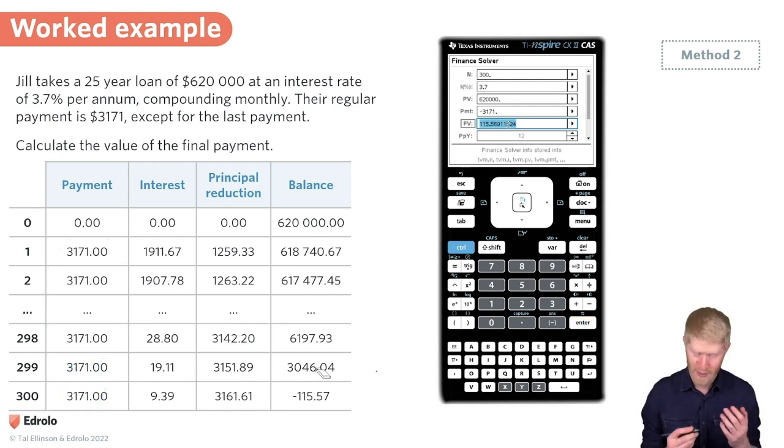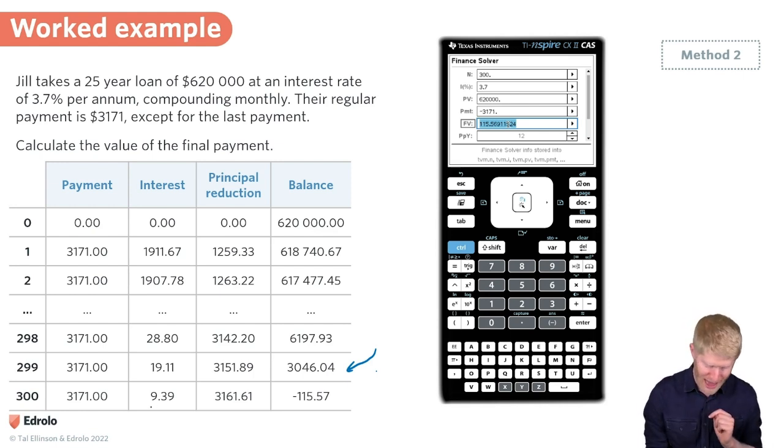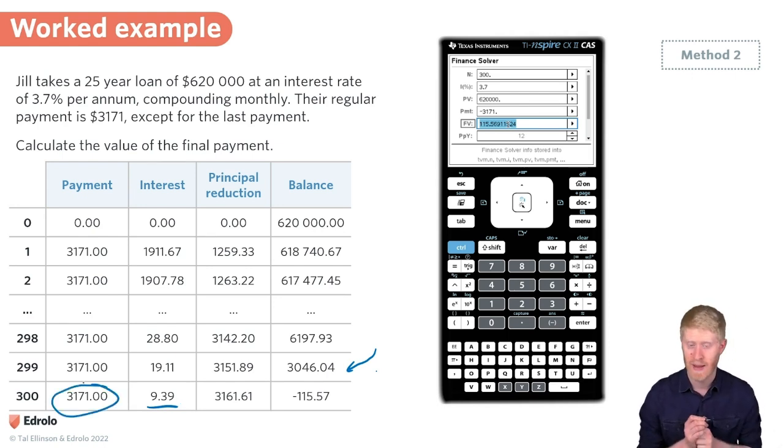Now think about what's happening there. We got back to our second last balance of $3,046. The interest got added, right? So we added the interest there. That's already been taken into account. And then we paid this money. So if we've overpaid by $115, then we should have actually paid $115 less than what we actually did.